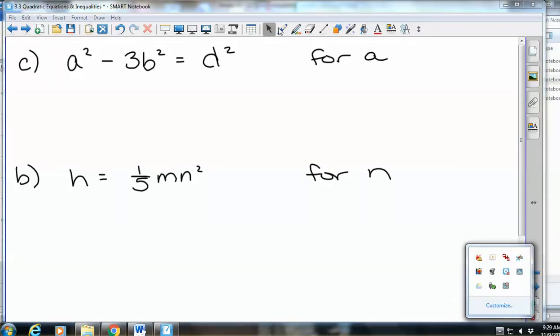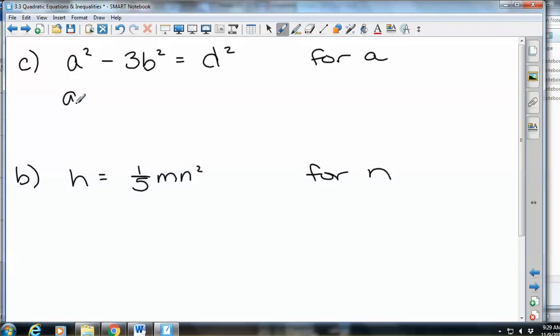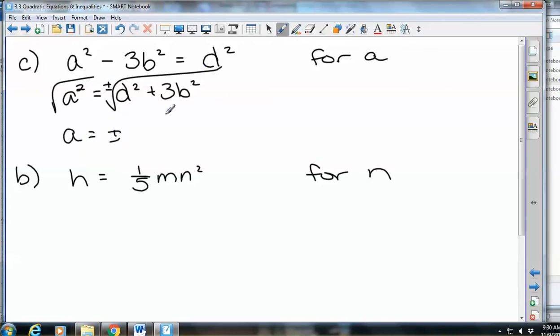So the first one, you would add your 3b squared over. You can put it at the beginning or end, doesn't matter. You do your square root and you do the plus or minus. Because these are added, it's two terms, you can't do the square root of each one individually. So you can't pull anything out. This is just your final answer.